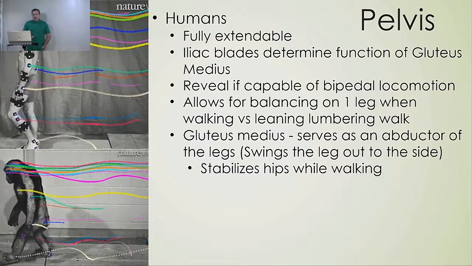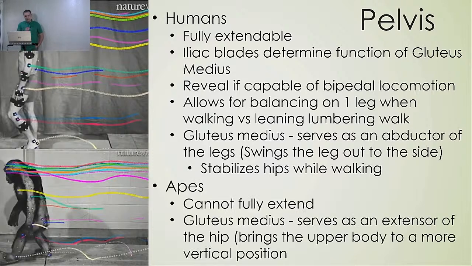Because of the shape of the hips, we know where this muscle is, and it allows for great two-legged walking. It allows us to balance on one leg, and if you actually try to do that, you can feel that muscle moving. While apes don't have the same kind of muscle, so when they walk, they have to lumber, leaning from side to side for a variety of reasons. But if you want to try to actually swing your leg out to the side, you're also using that muscle. And apes, like I said, they cannot fully extend. The gluteus medius in the ape actually serves to extend the hip, bringing the upper body to a more vertical position. So they use that to straighten up and be able to lumber on two legs, versus the human who uses that to actually walk on two legs and balance.